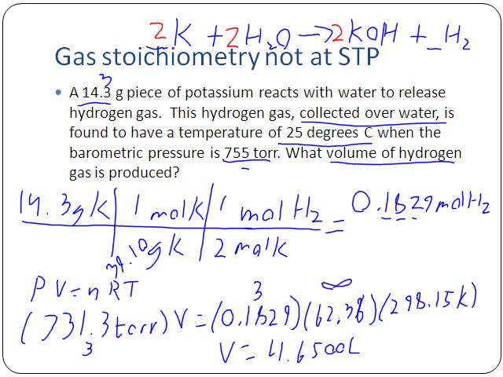62.36 is infinite. 298.15 has 3. So our answer should have 3 significant figures. So our final answer here is just 4.65 liters is going to be our volume of hydrogen gas that's produced in this case. So 14.3 grams of potassium reacts with water, in this case where water is not the limiting reagent, and produces 4.65 liters of hydrogen gas.